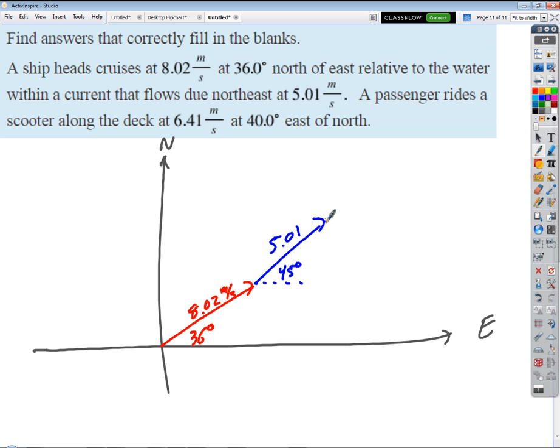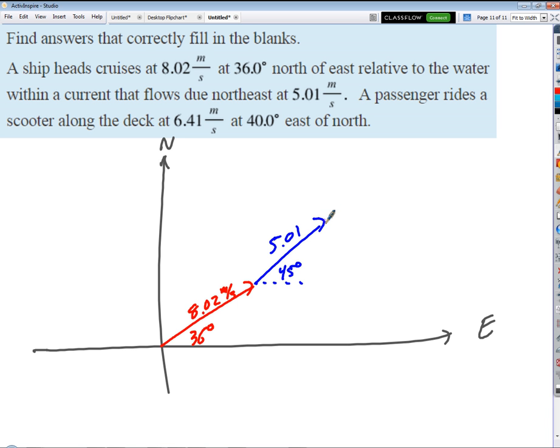Keep going. Okay, so now there's two ways we can do this. I'm going to do it the way they have it. I'm just going to leave it as 40, 40 degrees east of north. So this is north, right? And it's going to look something like that, where that's 40 degrees, and that's 6.41. Well, okay, we can do it either way.